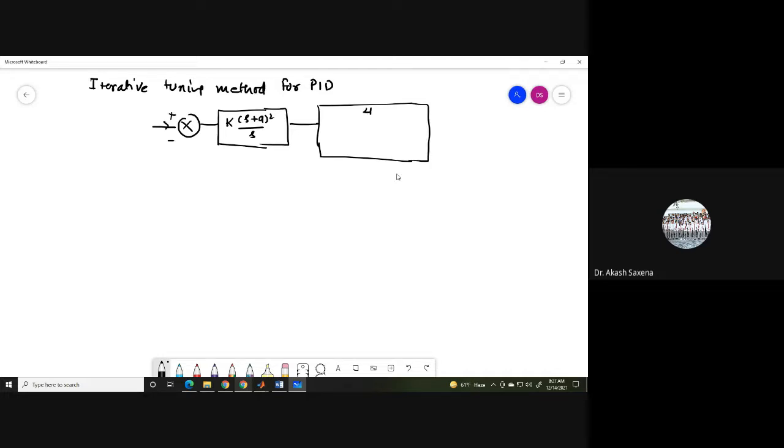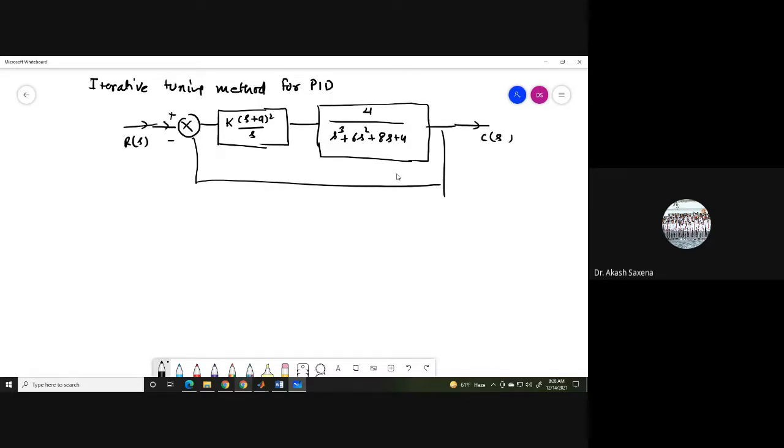It has no zero and three poles: s cube plus 6s square plus 8s plus 4. There will be a negative feedback associated with it, and it is going to be like this. This is the response of the system and this is the input to the system. Now, this particular block is the compensator block.